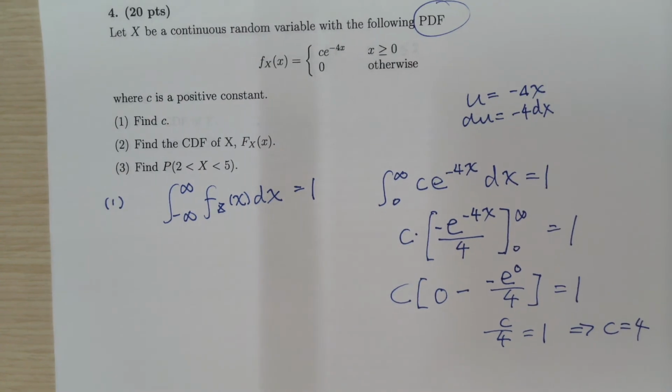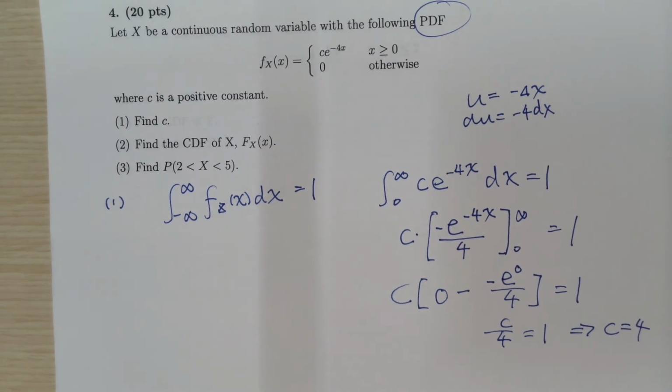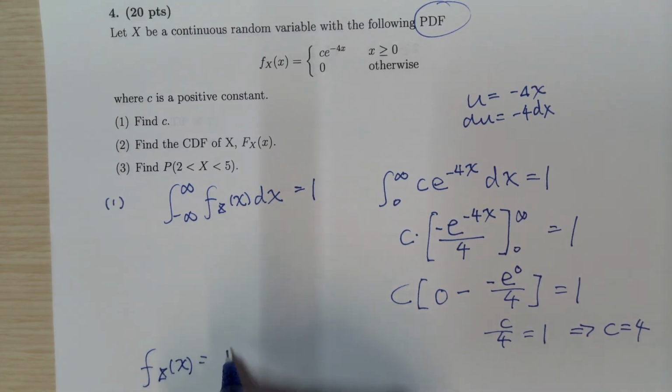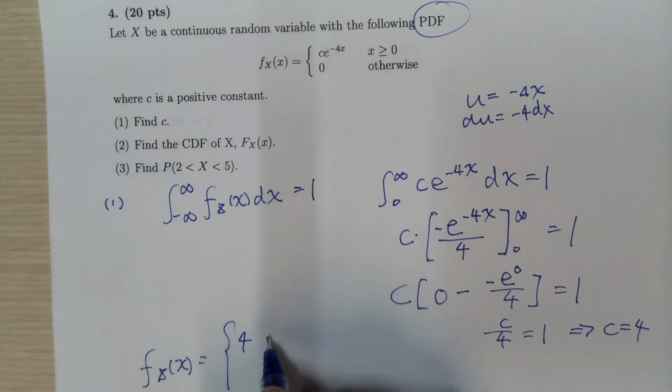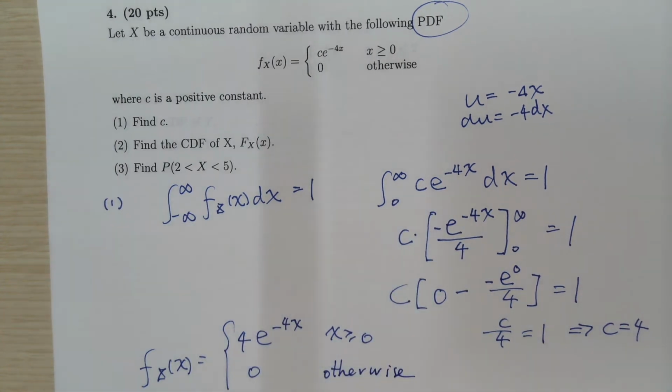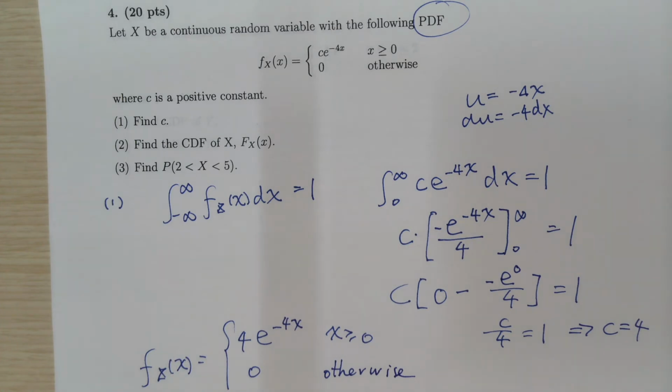Once you drop that, notice that the PDF is going to be 4e to the power negative 4x, for x greater than or equal to 0, and 0 otherwise here.